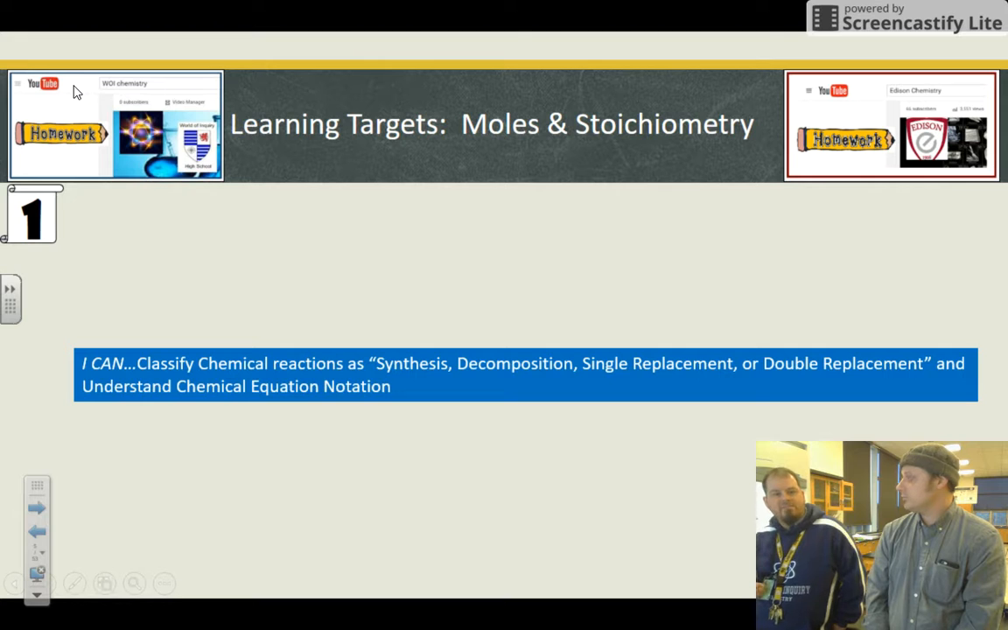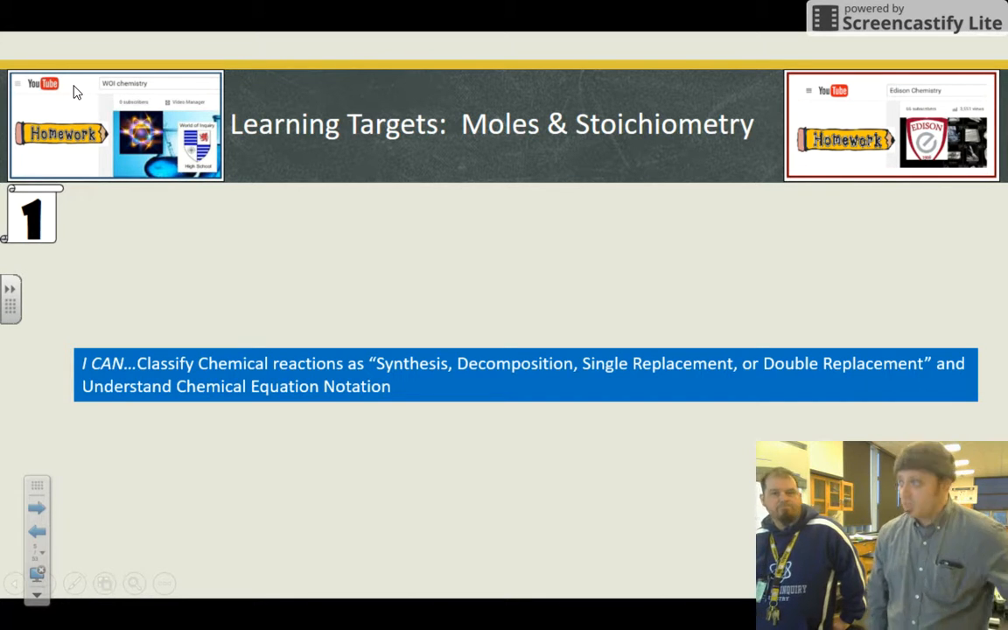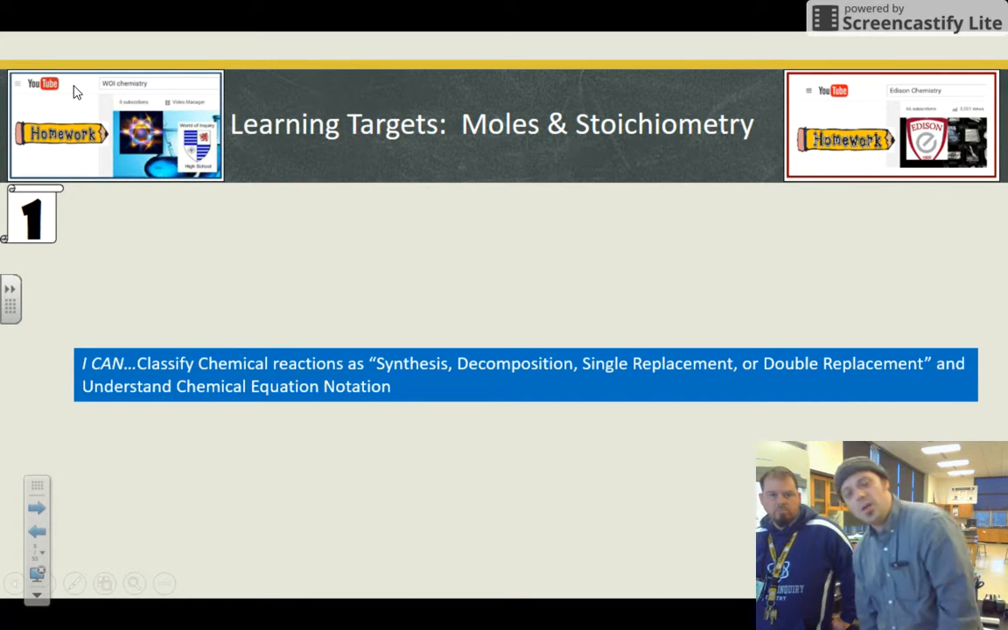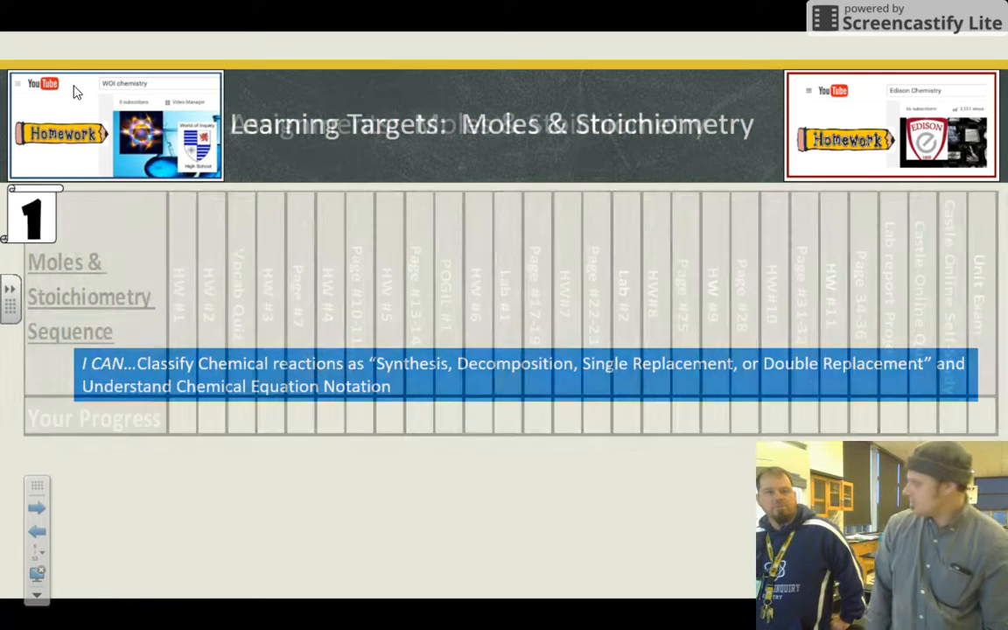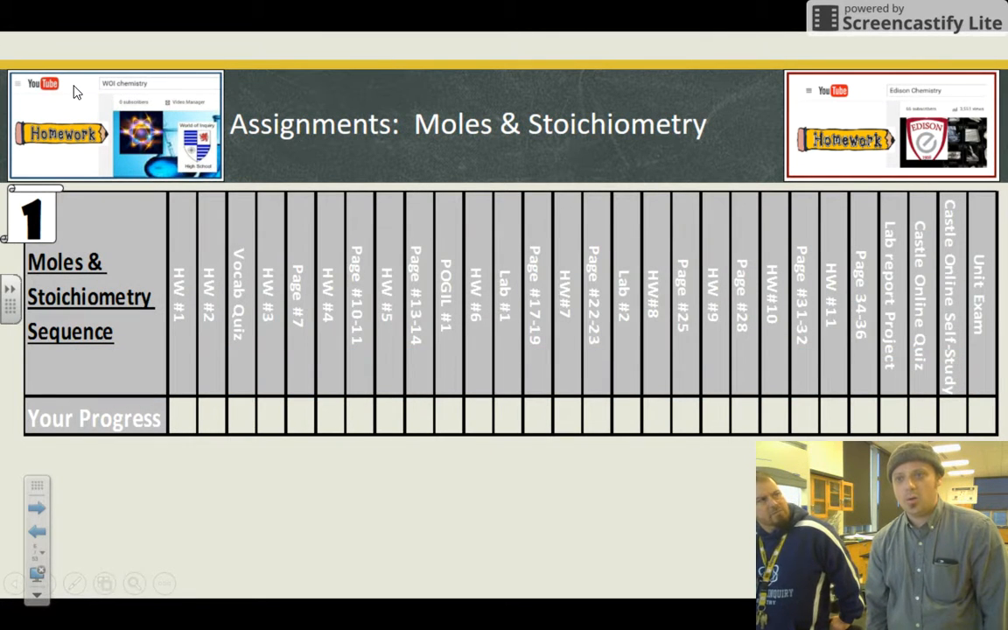You need to be able to classify chemical reactions as 4 different types: synthesis, decomposition, single replacement, double replacement. You need to be able to tell me, looking at a reaction, which one of them it is. And just basic chemical equation notation. Some of the symbols you'll see in there, you need to know them so that you don't get confused.